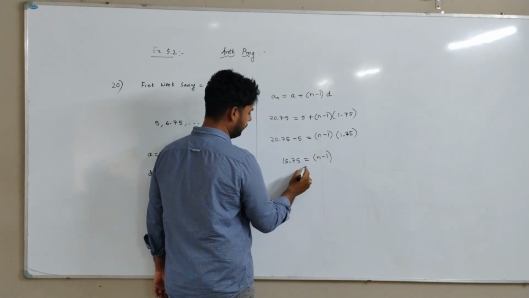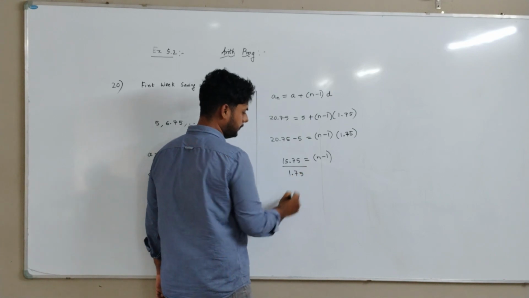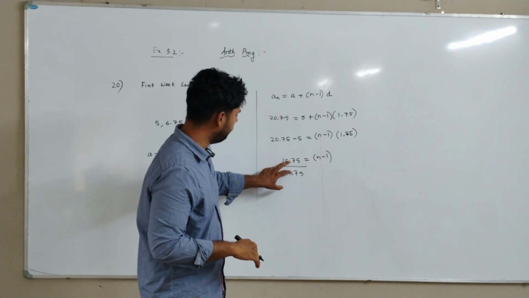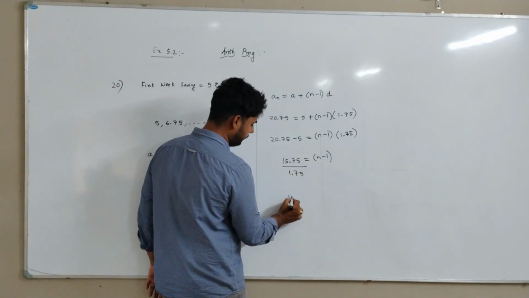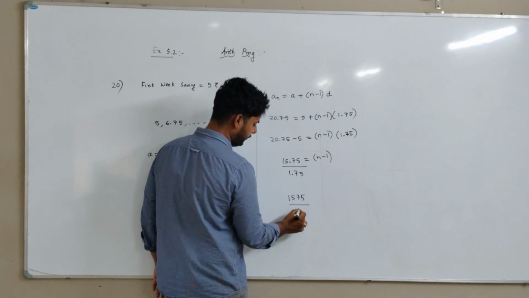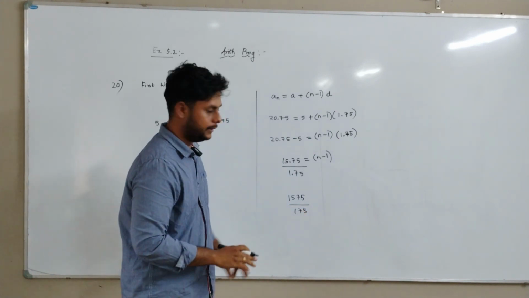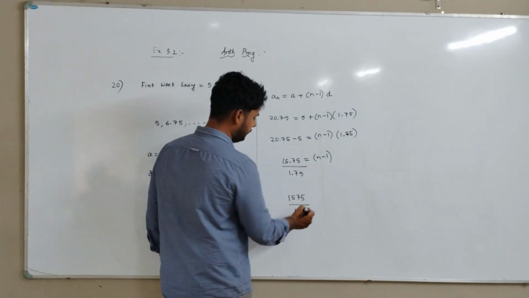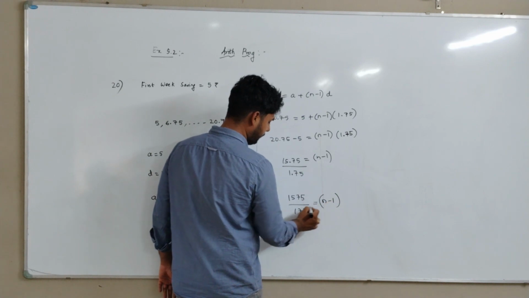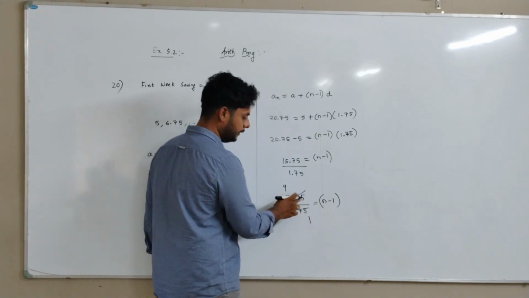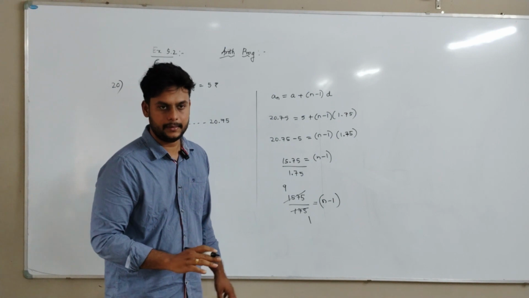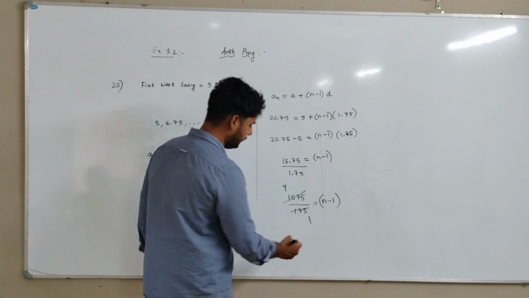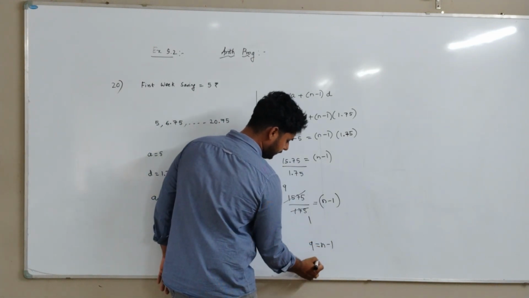Now 1.75 I will send it here, dividing by 1.75. Here also two decimal places, here also two decimals. So if you remove them, it can be written directly as 1575 by 175. Understood or no? What did you do? You have the same method. If I remove both, multiplying by 100 and 100, it is equal to n minus 1. 175 ones are 175, nines are 1575. So 9 is equal to n minus 1. N is equal to 10.